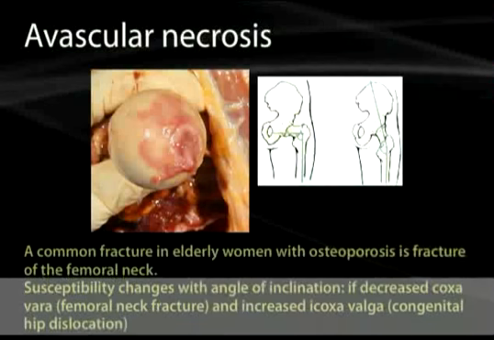Some of the contributing factors can be the angulation of the neck of the femur itself. If that angle is more 90 degrees, it's known as coxa vara. If that angle is extended towards 120 degrees, it's coxa valga. The coxa vara is more susceptible to fracture for femoral neck injury, whereas the coxa valga is more problematic for hip dislocation or congenital dislocations.